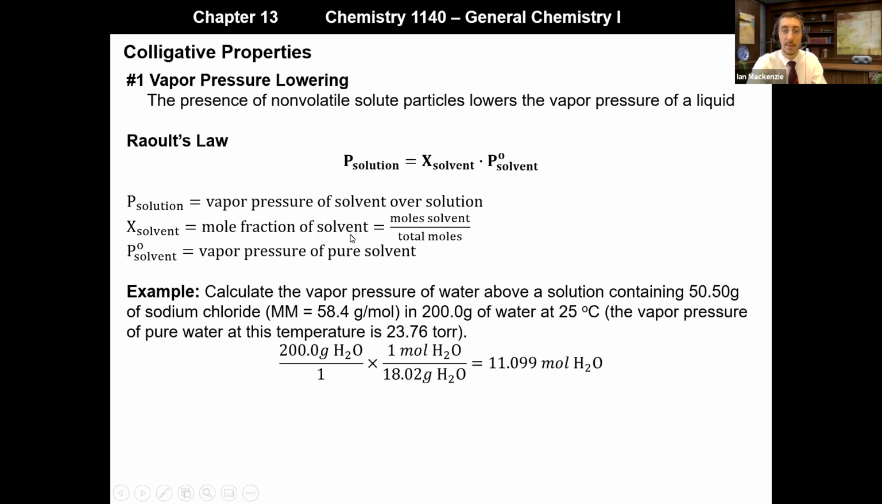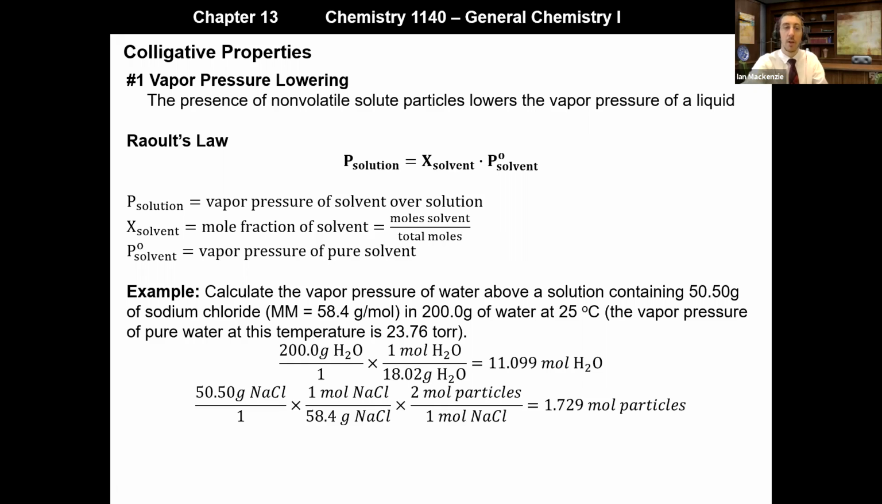So the process, we have the same number of moles of water. We take the 50 grams of sodium chloride, divide that to get moles of sodium chloride, but we get 2 particles for every 1 mole of sodium chloride because I get 1 sodium ion and 1 chloride ion. So in total, I have 1.729 moles of solute particles. And so my mole fraction for water is simply the moles of water divided by the moles of water plus the total moles of solute particles. And that comes out with a mole fraction of only 0.8652 for water.